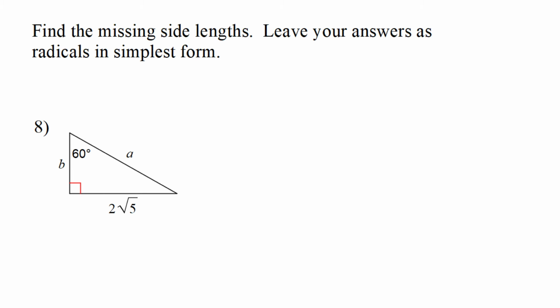Here's another 30, 60, 90 triangle. In this case, we have the medium side. So we need to go from the medium to the small. And the way we're going to do that is we're going to divide by the square root of 3. So we'll take our medium side, 2 square root 5, and we are going to divide by the square root of 3.